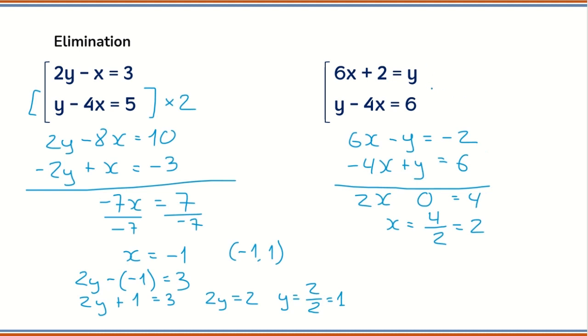Once I have this, I can take it to one of the equations. I'm going to choose the first one. Y equals 6x, 6 times 2, because x is 2, plus 2. And this is 12 plus 2, which is 14. So the answer is 2, 14.